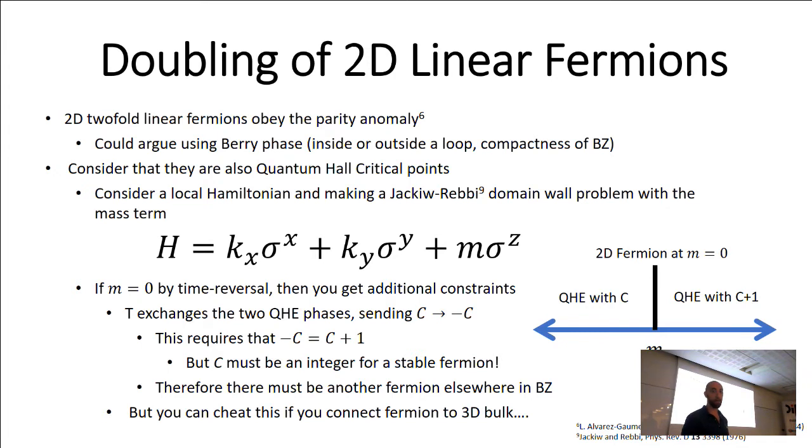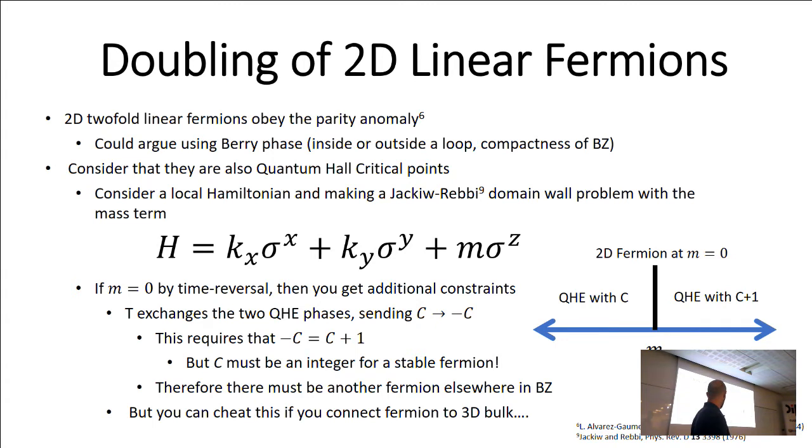But this leads to a bit of a problem if this were the only fermion in the system that had time reversal, because the constraint that I had time reversal symmetry protecting the critical point also requires that the two sides of this transition are related by time reversal symmetry. So this says that I get this equation that minus c has to equal c plus 1, but I also have this constraint that c has to be an integer for the topological phase to be stable. So I have a problem because this thing seems to only carry a half integer Hall conductance. And so the resolution is that this low energy theory can't describe my entire healthy system. So I need to have another fermion somewhere if I want this thing to be a stable theory.